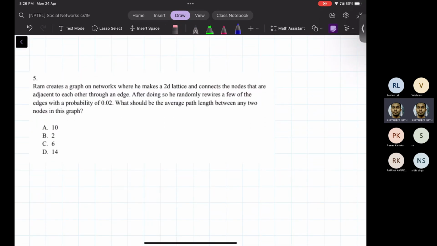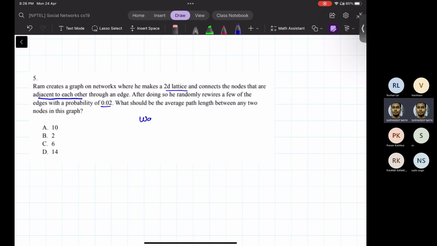Okay, so again, coming to question 6, next question. Ram creates a graph in a 2D lattice and rewires these edges with probability 0.02. What would be the average path length? It makes a 2D lattice and connects nodes that are adjacent to each other. So this part is homophily, and this rewiring is formation of weak ties with this probability. So what would be the average path length?